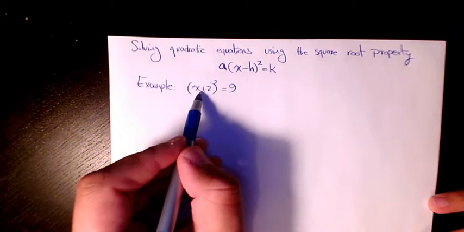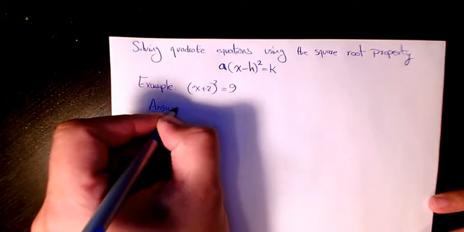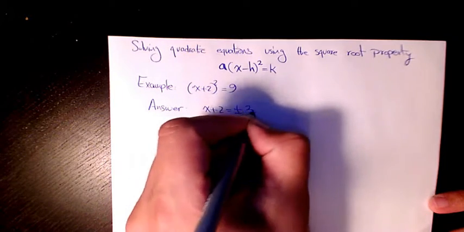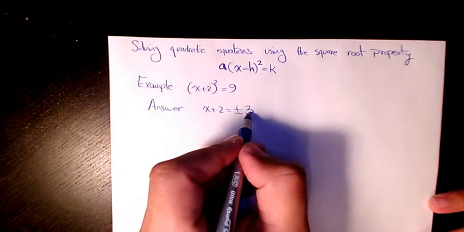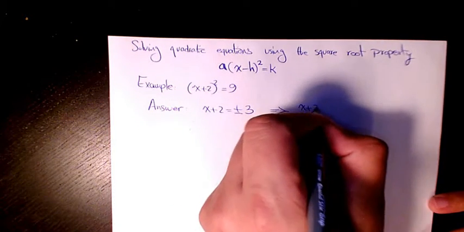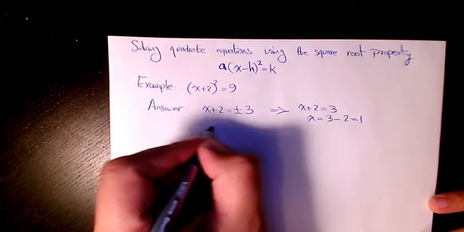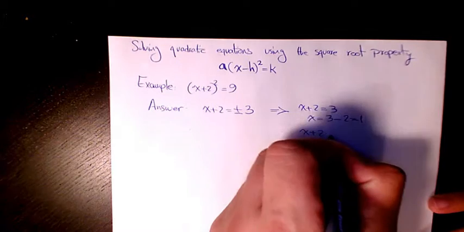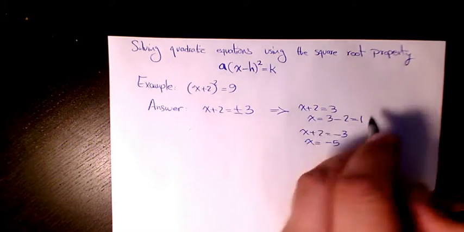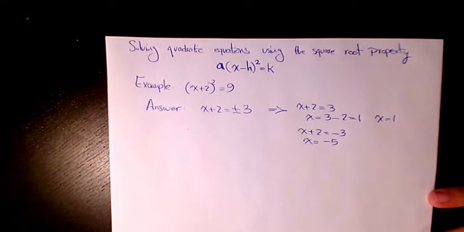First example is (x plus 2) to the power of 2 is 9. Answer is x plus 2 will be plus minus 3 because the square root of 9 is plus minus 3. Then it will be x plus 2 equals 3, then we have 3 minus 2, which is 1. And the other one is x plus 2 is negative 3, which will be x equals negative 5. So one answer is x equals 1 and one answer is x equals negative 5.